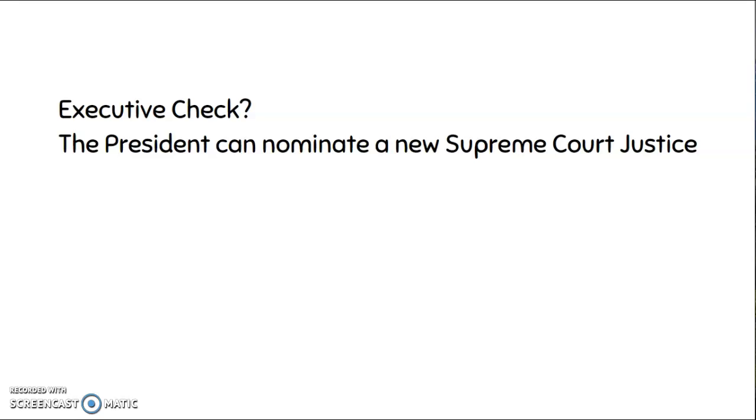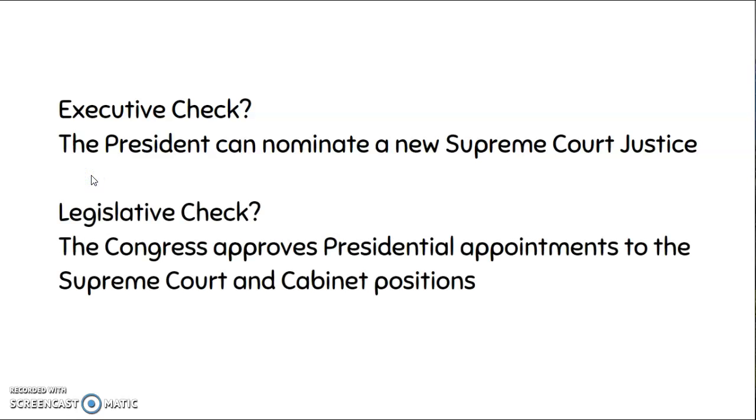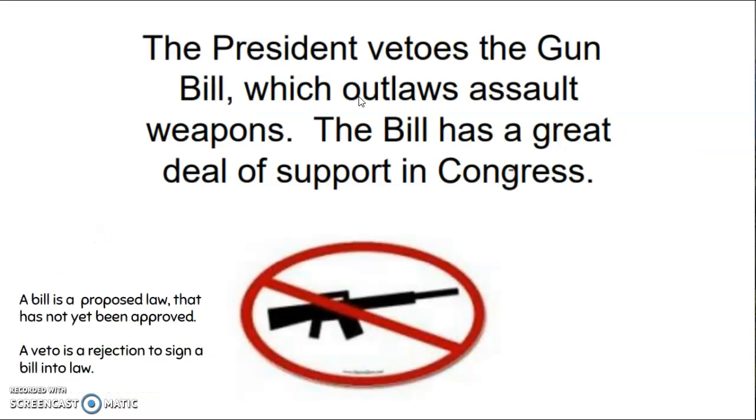The president nominates a new Supreme Court justice. The legislative branch has to approve that nomination. And the judicial branch does not have a check at all, meaning they're not involved in creating a new position or replacing a position for a Supreme Court justice. And we did this with several different scenarios.